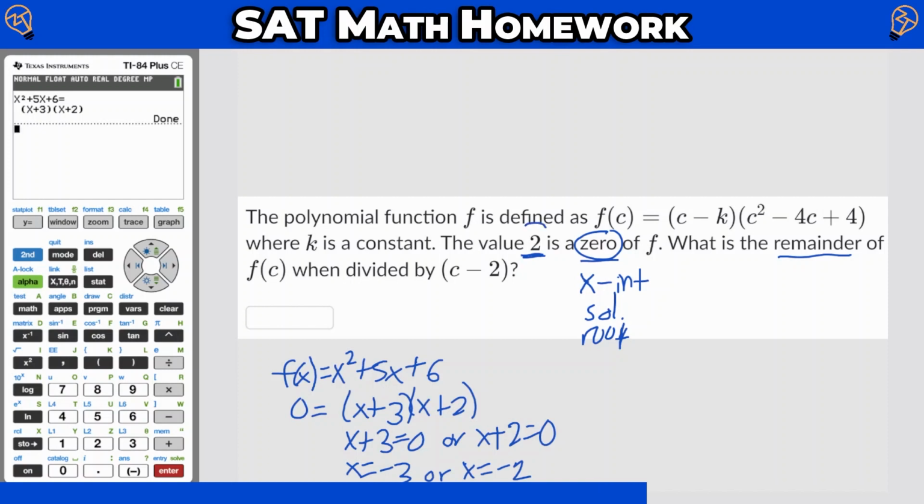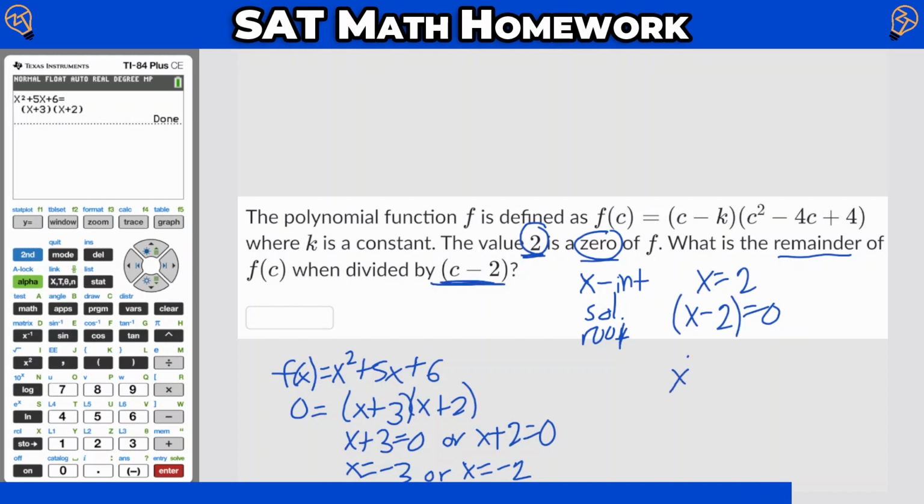So if they're saying 2 is a zero, that's like saying x equals 2. So the factor would be x minus 2. So when they're saying, and I guess they're using c instead of x, but the concept's the same, what's the remainder when it's divided by that?